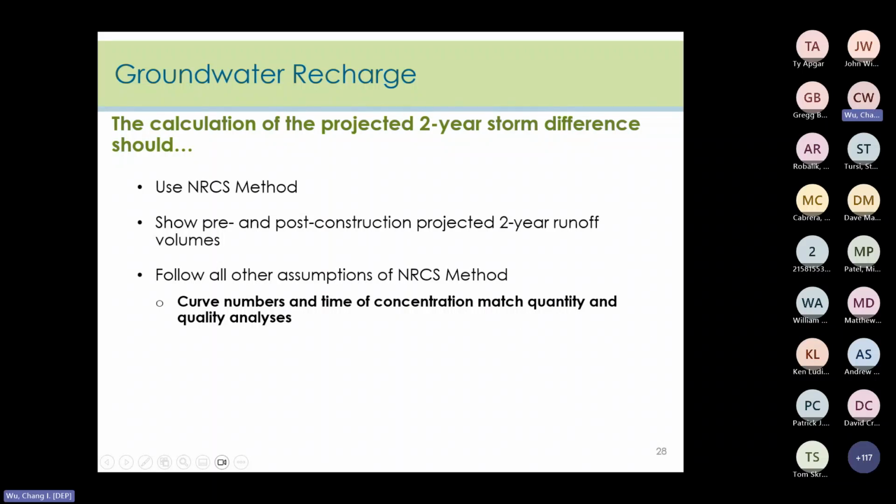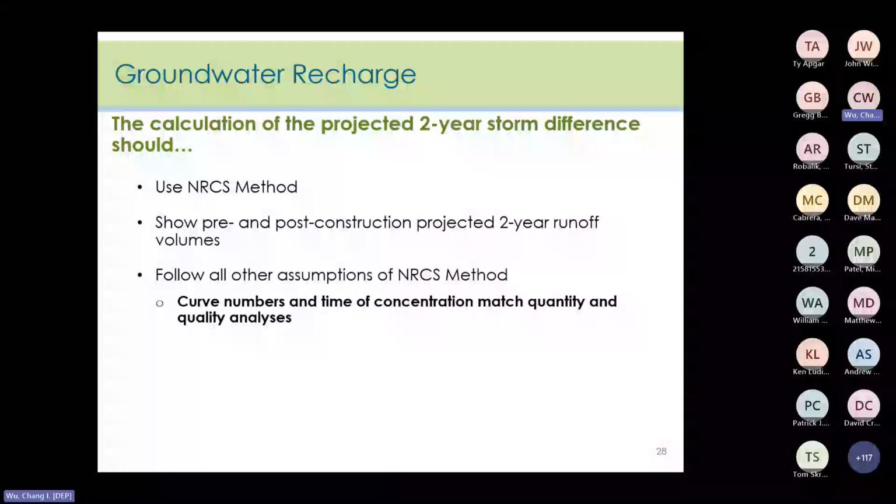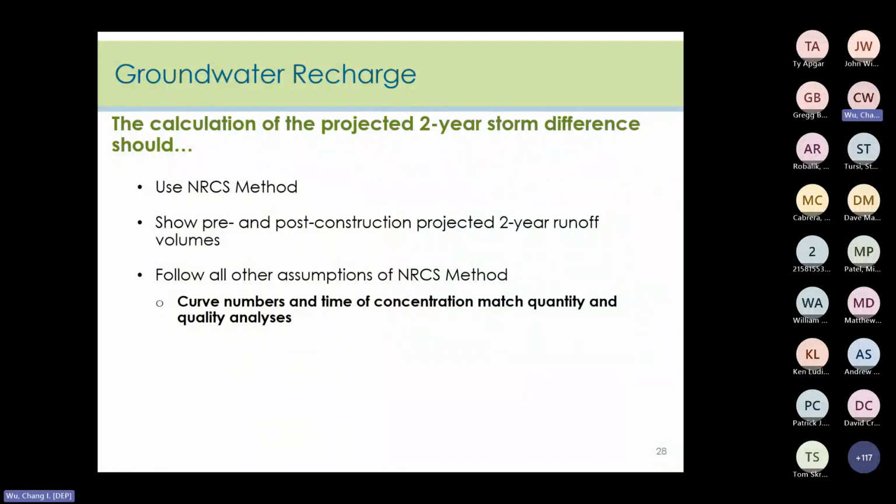And you have to check whether they use the NRCS method, and also the appropriate curve number and time of concentration to match those quantity and quality analyses.